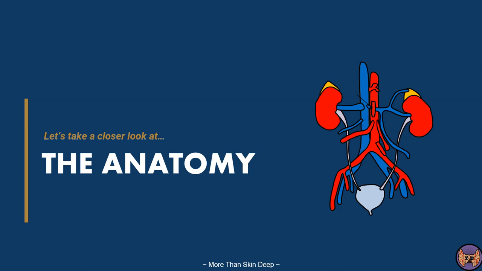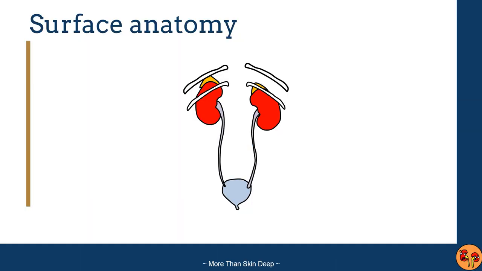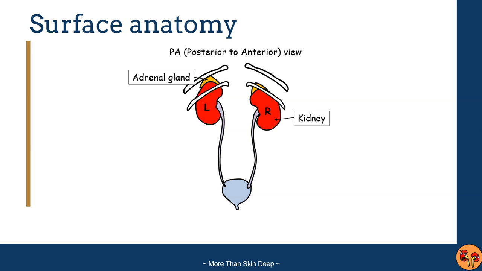Now let's take a closer look at the anatomy. Let's explore the surface anatomy. Firstly, this is a PA view, meaning a posterior to anterior view. Normally, there are two kidneys present in the human body, the right kidney and the left kidney. Commonly, sitting superior to both kidneys are the adrenal glands. As you can see in this diagram, there are two white structures which sit above the kidneys, and these are the 11th and 12th rib.